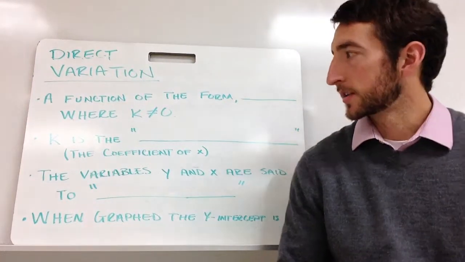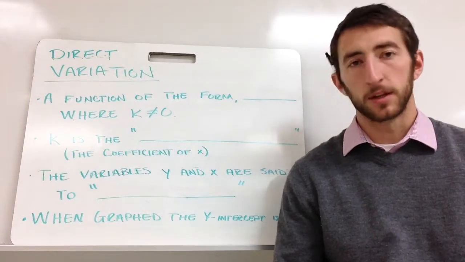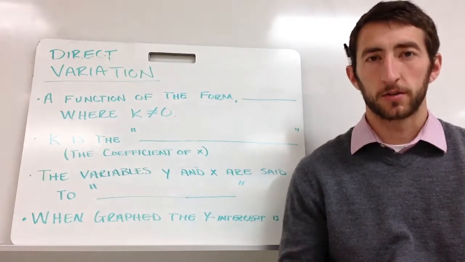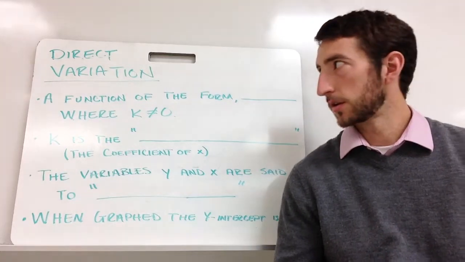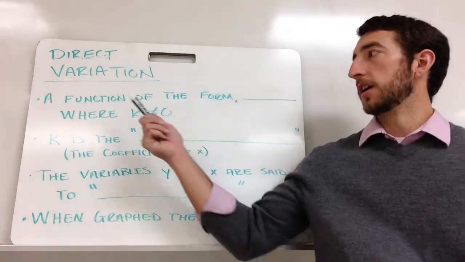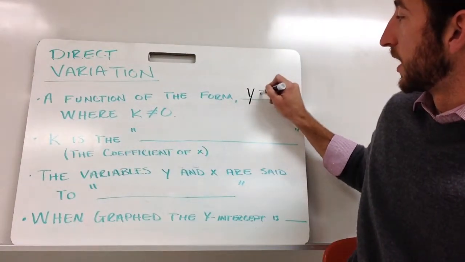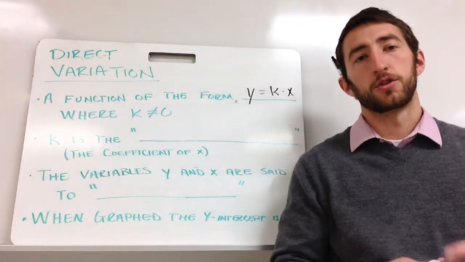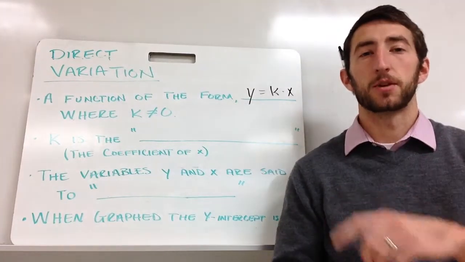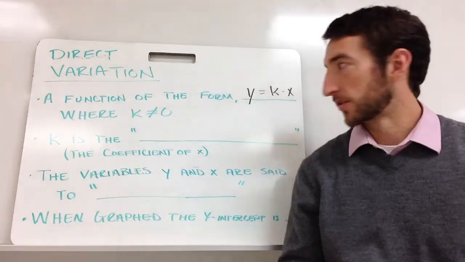Hey class, today what we're going to talk about is direct variation. And these are kind of similar to lines, but there's no y-intercept. So direct variation is a function of the form, and you're going to see this equation a lot, y equals k times x. So this is going to be very similar to your form of y equals m times x plus b, but if you notice there's no b.